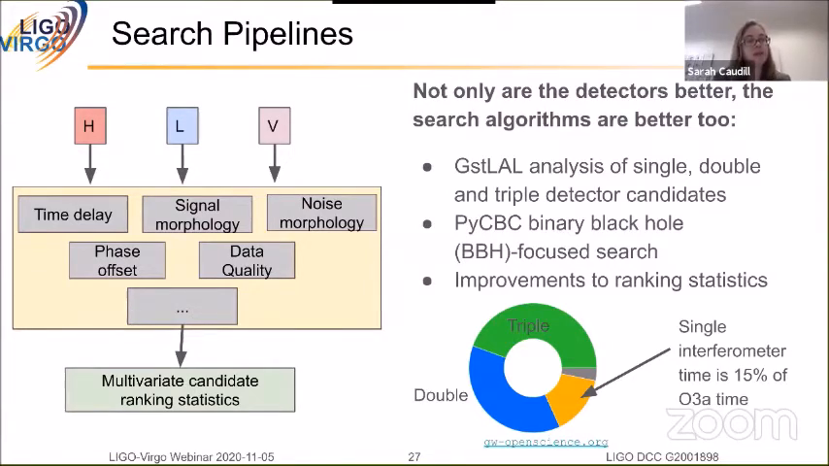In O3, not only are the detectors better, but our search algorithms and the construction of these ranking statistics are also better. For example, the GstLAL pipeline analyzed for the first time single detector candidates along with double and triple detector candidates. As we saw from Derek's slide, single interferometer time is 15% of O3A. So it was very, very important to search this data if we could. Additionally, PyCBC included results from a binary black hole focused search, and both searches include improvements to the ranking statistics. Okay, next slide.